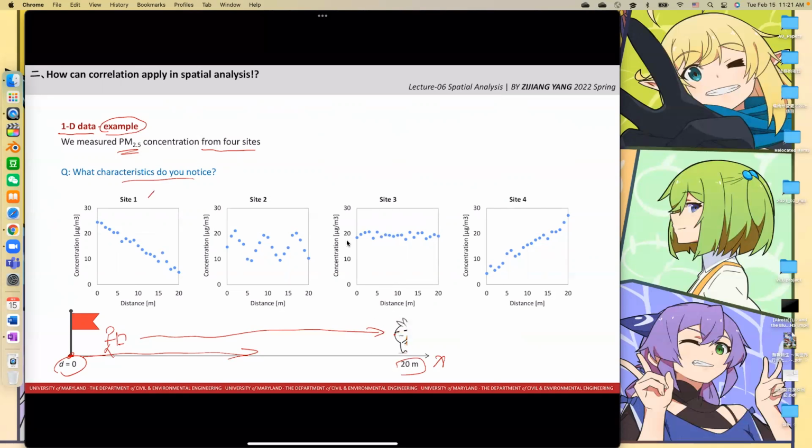For the first one, I would say it is decreasing, like we have decreasing concentration with distance. How about the second one? Oscillating, yes. It is fluctuating and has some periodicity. And what's the third one? Kind of constant with some small noise. And the fourth one is solely increasing. So we have 4 patterns.